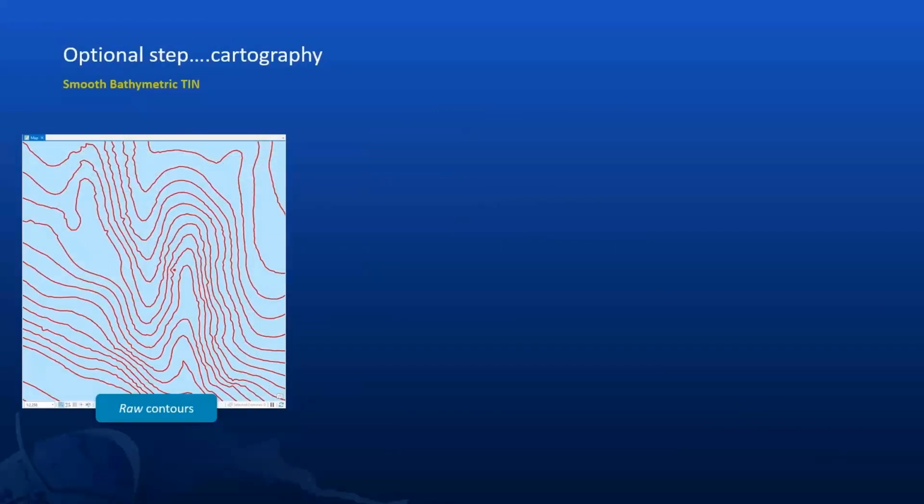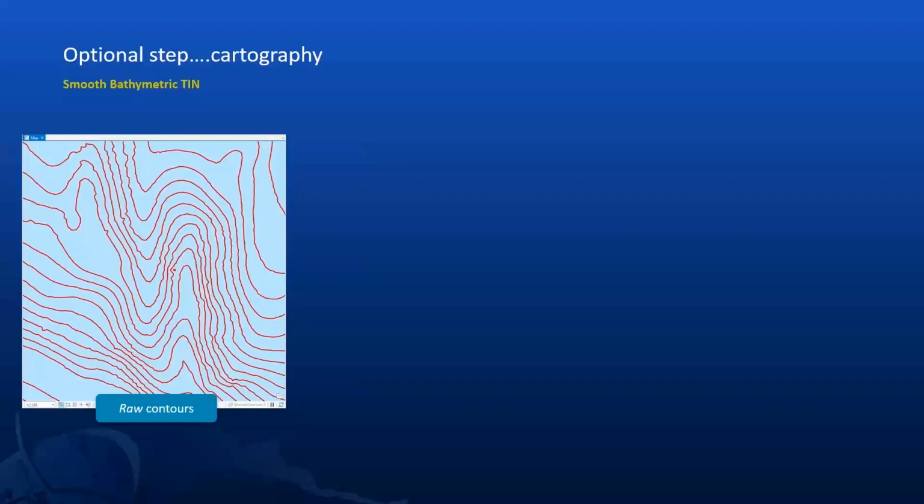So this is an optional step that you can do. Maybe if you're making bathymetric ENCs and you don't necessarily care about the cartography so much, but there is an option to do this smoothing using a tool called Smooth Bathymetric TIN. And here you can see an image of what the raw contours look like. So they actually don't look bad at all. This is 2 meter contour spacing. And I did 2 meters just because that was easiest to see in the demo on screen.